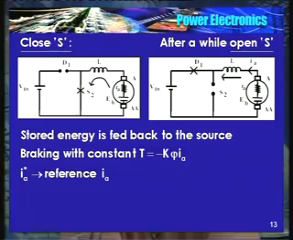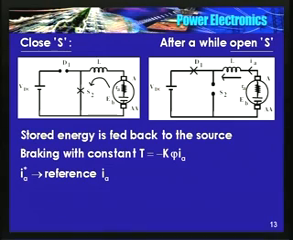In this circuit, the stored energy in the armature is being fed back, there is no mechanical input, so therefore speed will fall. If the speed falls, Eb also will fall, since the stored energy is being fed back to the source, so omega will fall. If omega falls, Eb will fall. So if Eb falls, see in this circuit what happens.